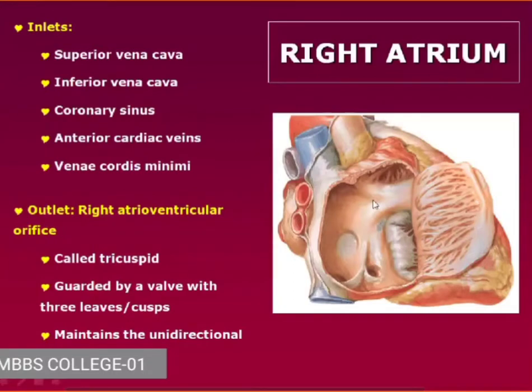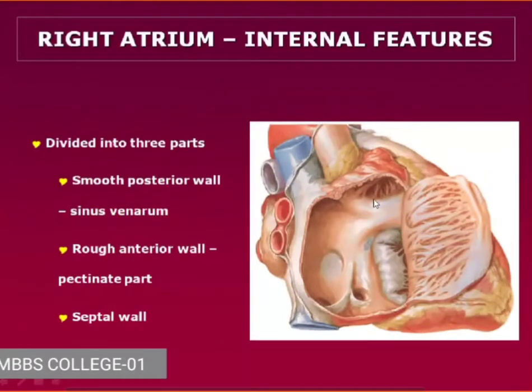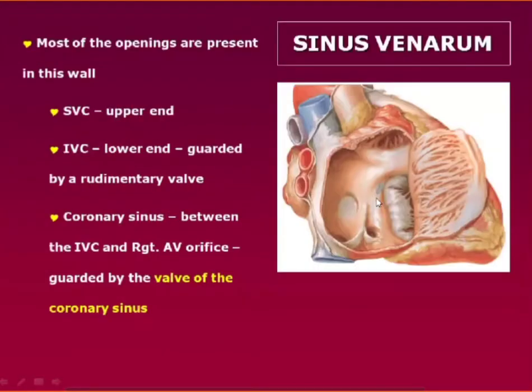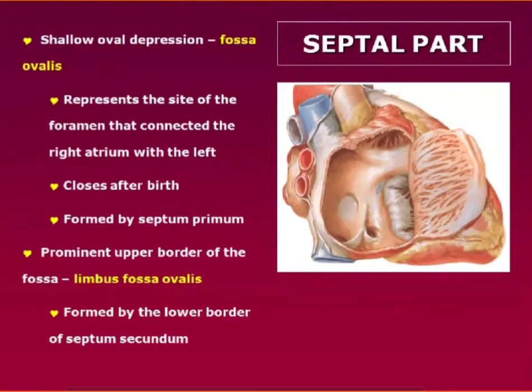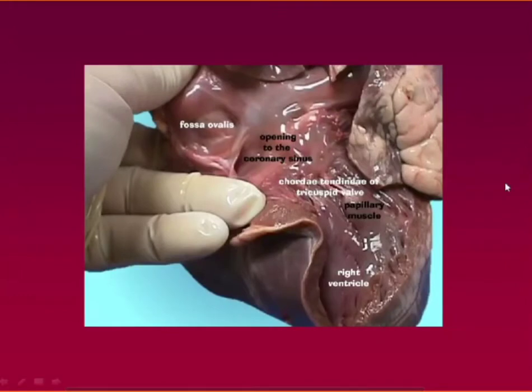Then coming to the left atrium. Here you can see, I don't know to what extent you will understand this diagram. This is the atrioventricular orifice, and what is this one? This is the opening of the coronary sinus, and here this is the fossa ovalis.